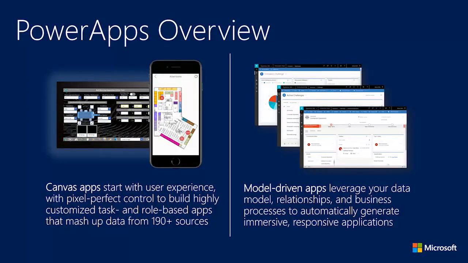So before we dive into Unified Interface, let me quickly talk about PowerUps. PowerUps today has two kinds of apps: Canvas apps and model-driven apps. Canvas apps start with a blank canvas and allow app makers to build pixel-perfect applications that can mash up data from any of the 190-plus sources. Makers have the ability to build highly task-based applications using the relevant data targeted to specific roles and personas.